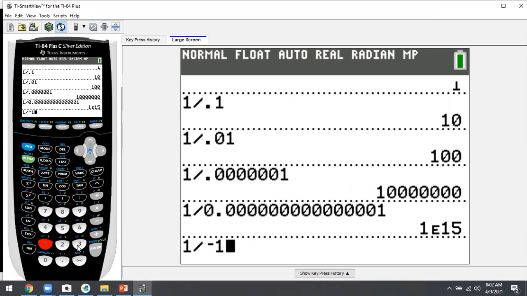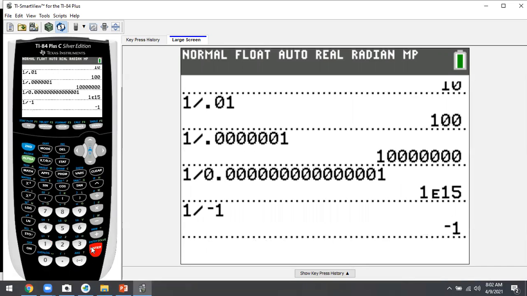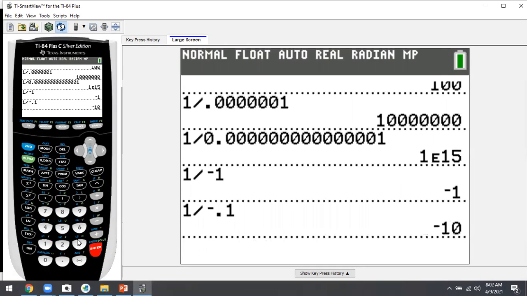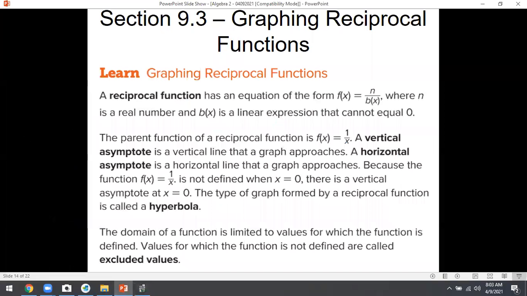I'll start off with like -1. Well, it's -1. If you divide by -0.1, you get -10. It's the same pattern. The only difference is that there's going to be a negative. So when you approach 0, either from the left or from the right, this thing either gets really, really big to infinity or goes down really, really far to negative infinity.